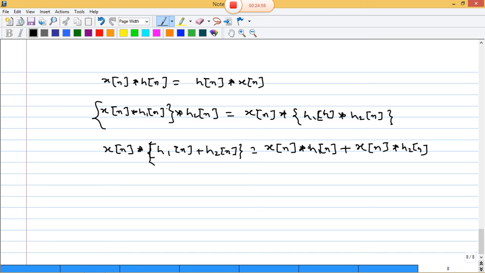Now the properties of discrete time LTI system are the same. First of all we have to know the property, which is the sum over k equals minus infinity to infinity of the magnitude of h[k] should be less than infinity. So this is for stability.